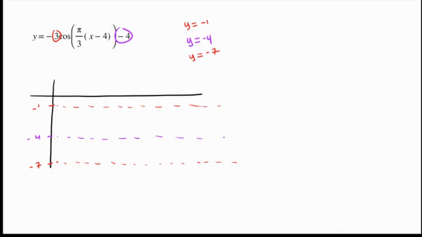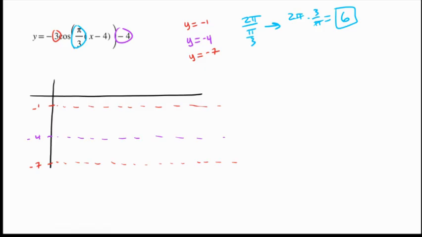Next, I need to look at the b value to find the period. So 2 pi over 3, which I multiply by the reciprocal, and this ends up canceling and giving me a nice pretty whole number, which is nice. So that's my period, which I'll deal with later.